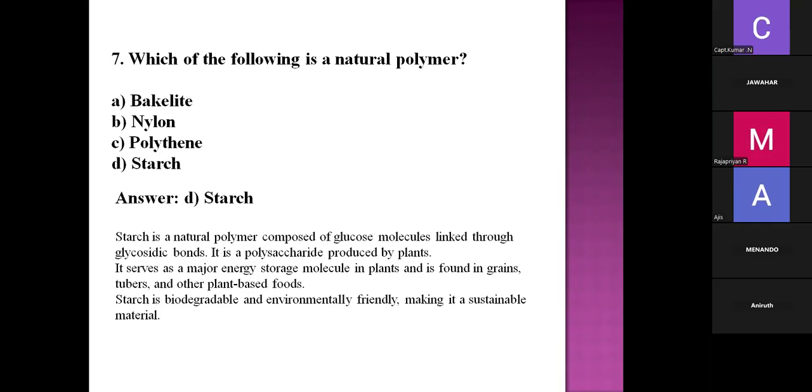Natural polymers are large molecules produced by living organisms. Examples include cellulose, proteins, DNA, and starch. They are biodegradable and play essential roles in biological systems and various industries. Starch, cellulose, and proteins are examples of natural polymers, unlike synthetic ones like nylon, bakelite, and polyester. The natural polymer is starch.